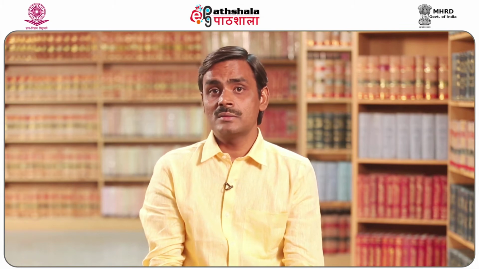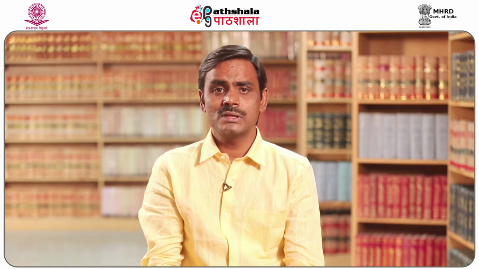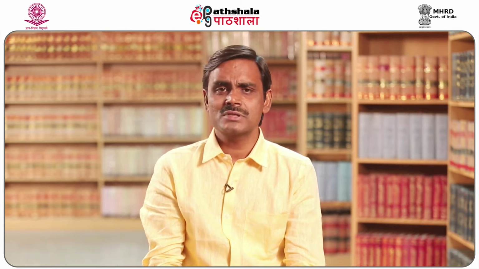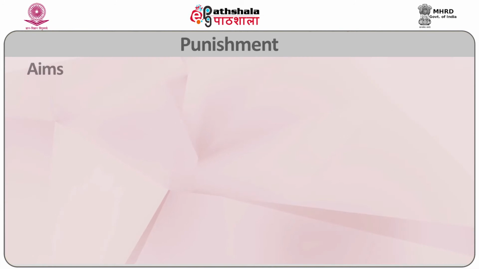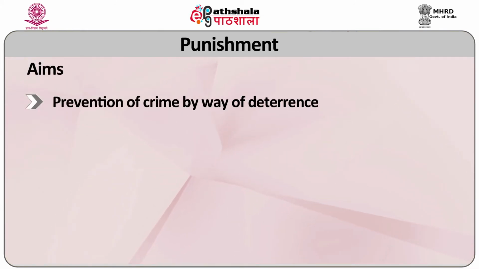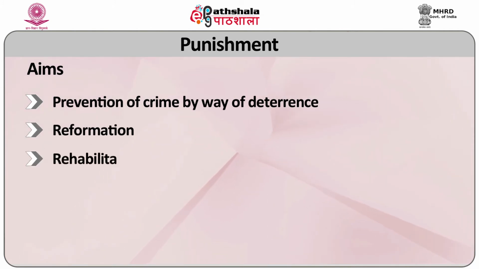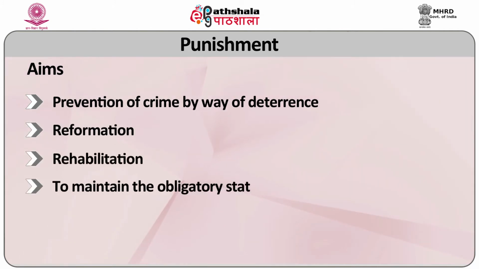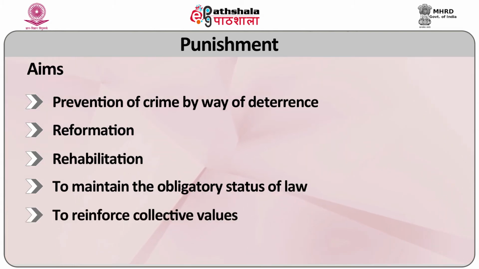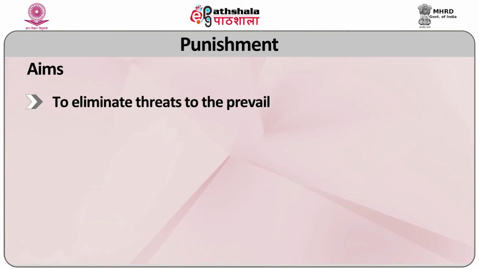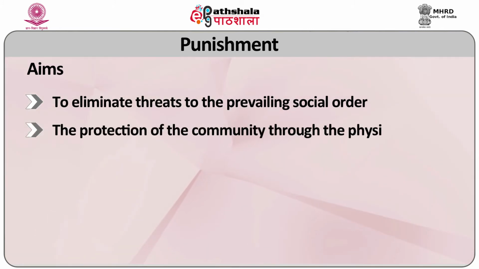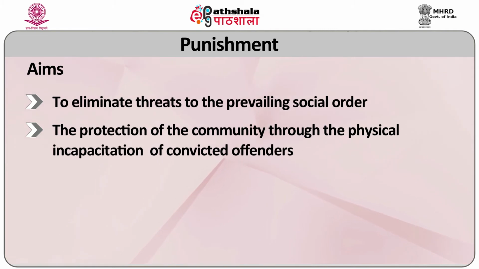There can be many a reason that justifies one or other form of punishments to be inflicted. The aims of punishment may be summarized therefore thus: that is, the prevention of crime may be by way of deterrence, reformation, rehabilitation, to maintain the obligatory status of law, to reinforce collective values, to eliminate threats to the prevailing social order, and the protection of the community through the physical incapacitation of the convicted offenders.